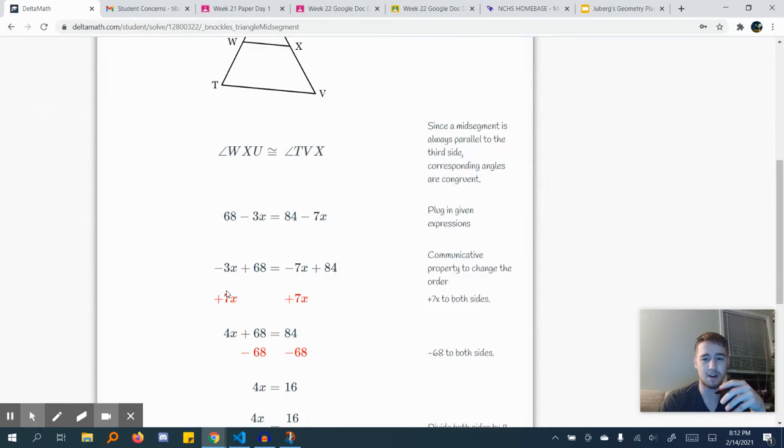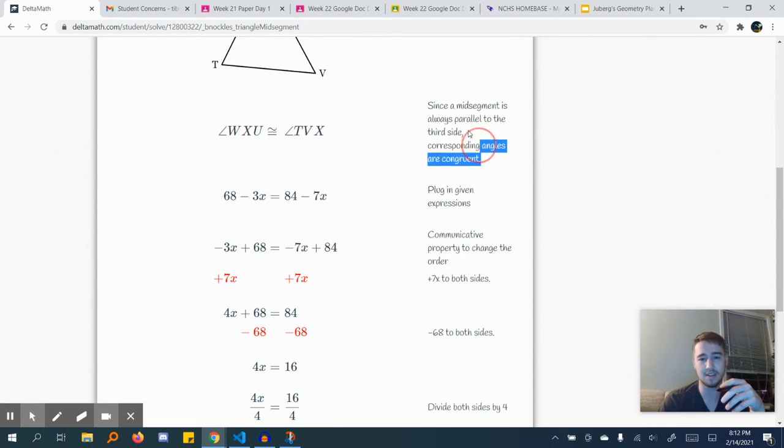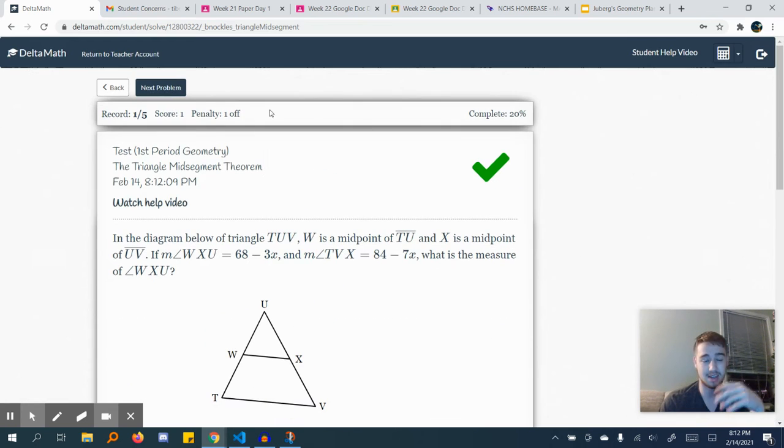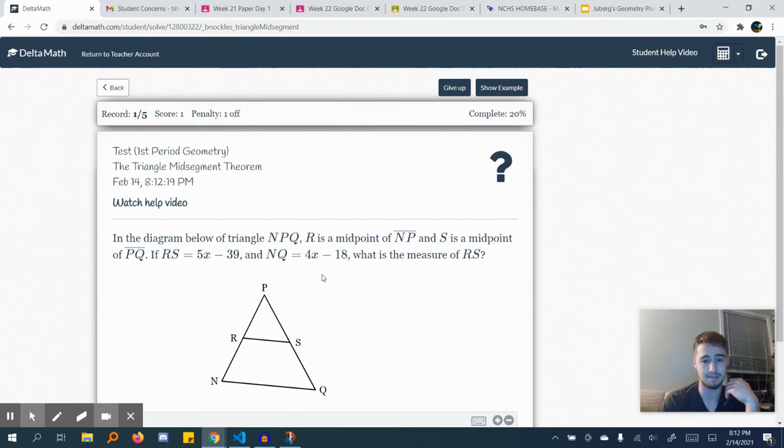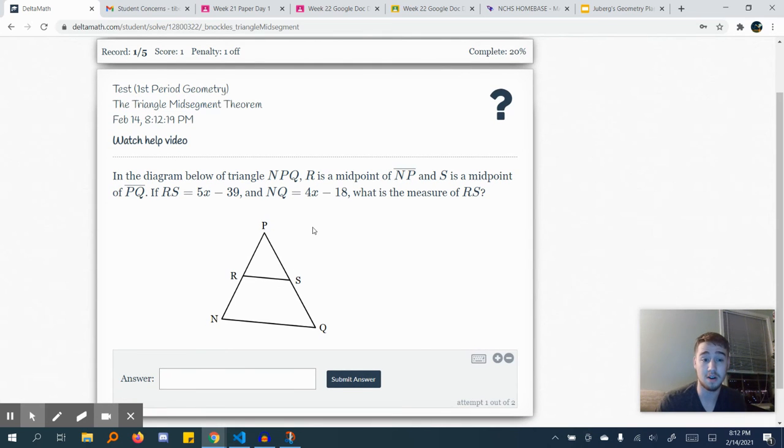So moving forward, our midsegment theorem says, since the midsegment is always parallel to the third side, corresponding angles are congruent. That's kind of our main meat of this lesson. So we've got a midsegment here. It's called the triangle midsegment theorem. So for all of these problems in this particular section, we're going to have this being a midpoint, and that being a midpoint, meaning that the segment here is going to be parallel to the segment here, giving us the same properties as last time.